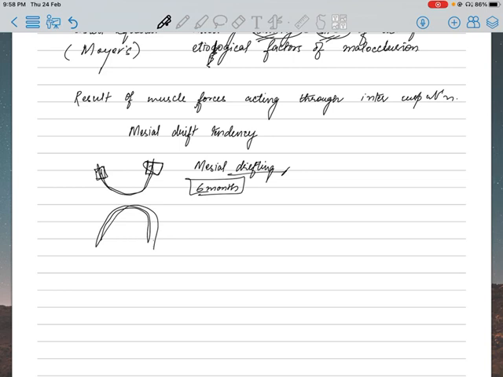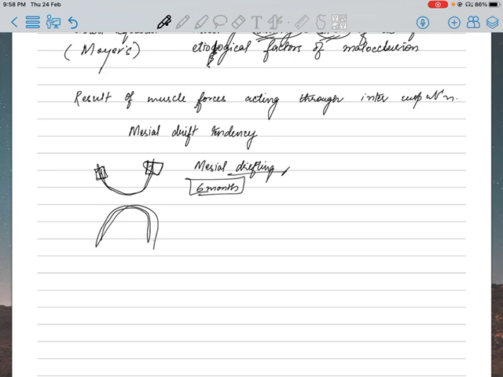And space closure, when it occurs, is more rapid with loss of the second deciduous molar than when the first deciduous molar is lost. And the amount of space closure is greater in the maxilla than in the mandible. Because the jaw is bigger and more rounded, that's why space closure is more there.